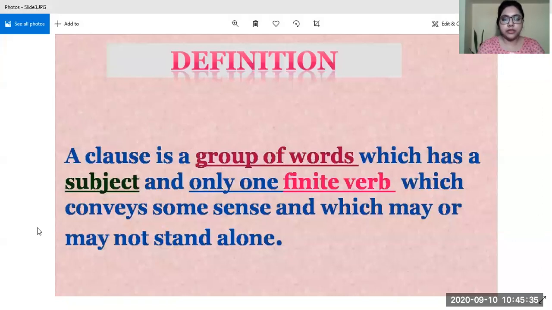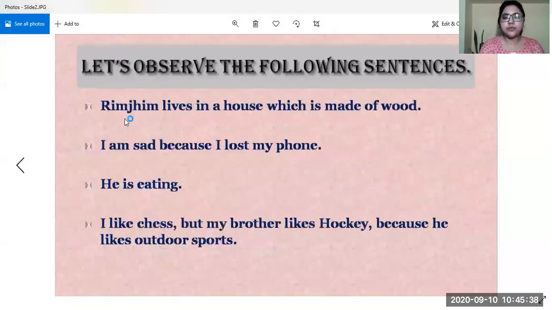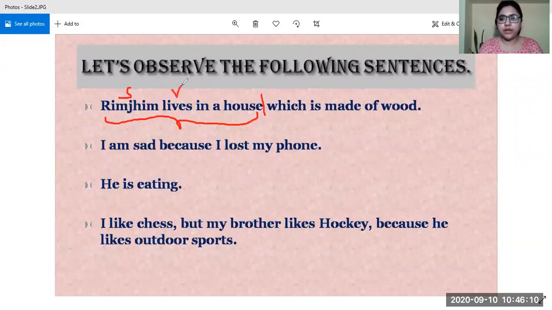So as in these sentences, we saw that each part of the sentence, when we divided the sentences into parts, like this one, so this is also a group of words. When there are more than one word, that is known as a group of words. 2, 3, 4, as many words are there. So this is the group of words. So the first condition has been satisfied. The second condition was that it should have a subject, so it is having a subject. The third condition was that it should only and only have one finite verb, so it has one finite verb. Lives is one finite verb, and it should stand alone. Rimjim lives in a house. This stands alone. This makes a complete sense. So this is a clause. Okay.